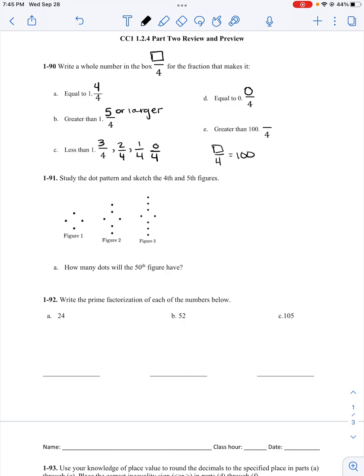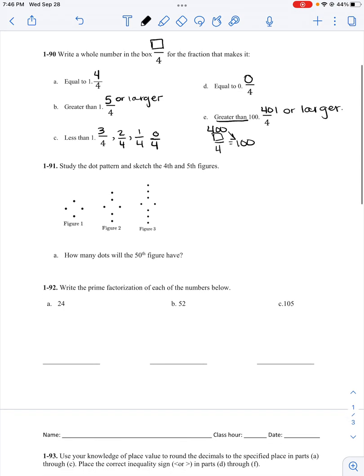Well, if I think about this, 100 times 4 would get me that number. So 400 makes it 100. But I want it greater than 100. So I have to have 401 or larger. Okay.